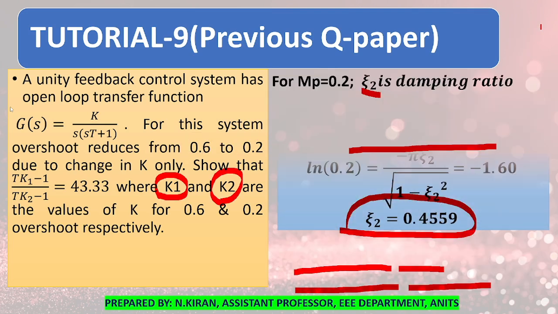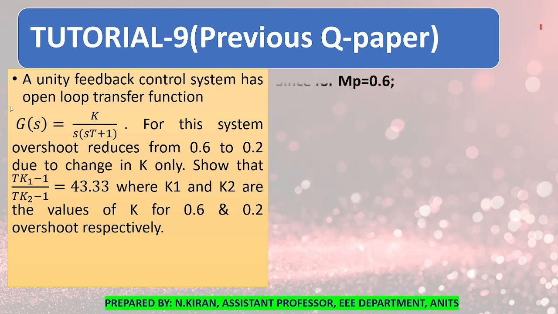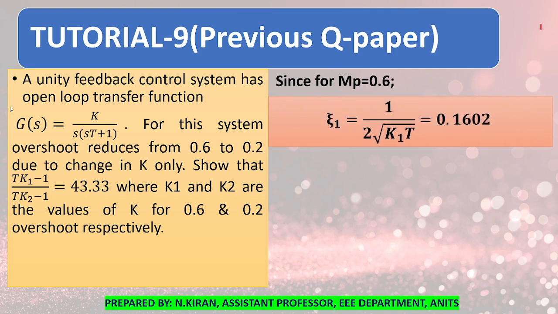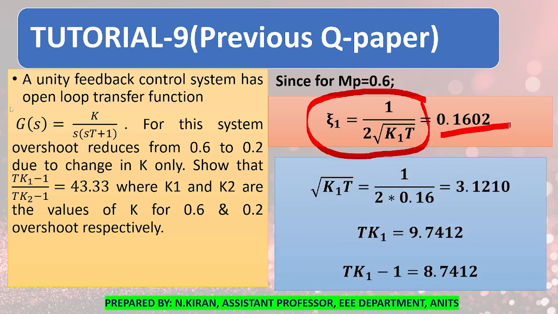Using that relation, for the first case, zeta is zeta 1 and K is K1, so zeta 1 will be 1 by 2 into root over K1 into T. That we have obtained as 0.1602. If I cross multiply, because in this case I need to find the ratio (TK1 minus 1) by (TK2 minus 1), from this I will find the value of TK1 as 9.7412.